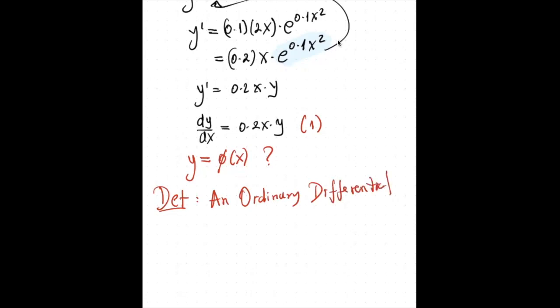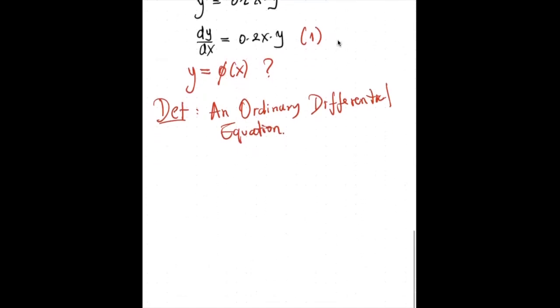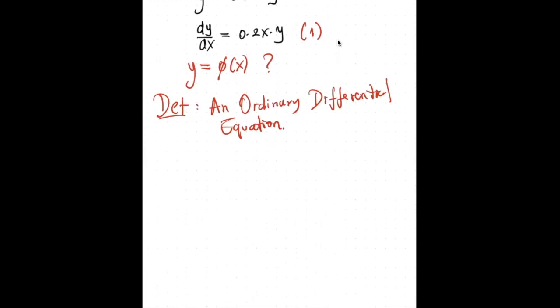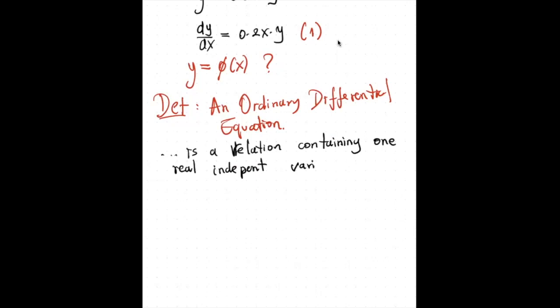Differential equation. The definition says an ordinary differential equation is a relation containing one real independent variable x, belonging to R, the real numbers, that is, from minus infinity to plus infinity.